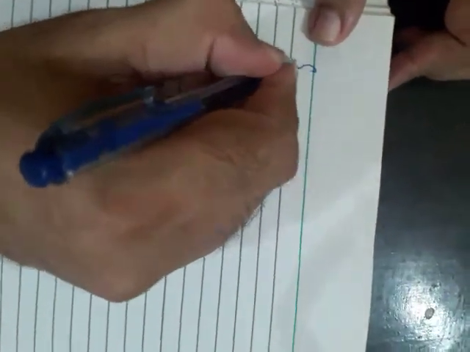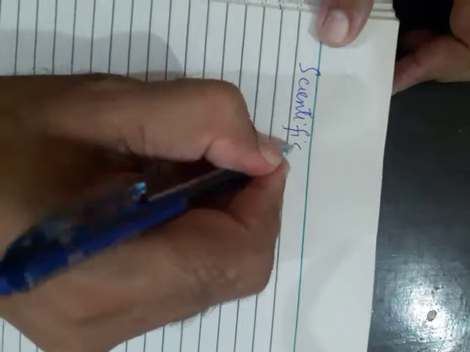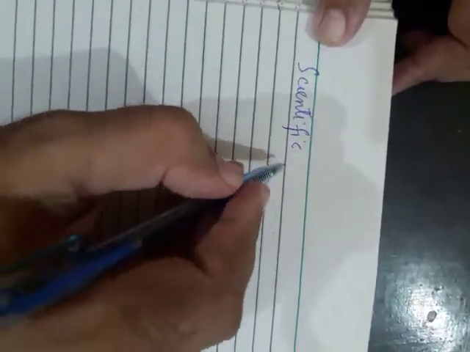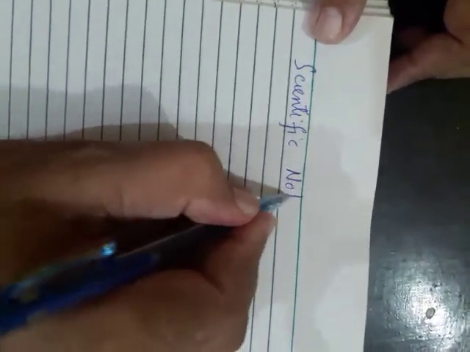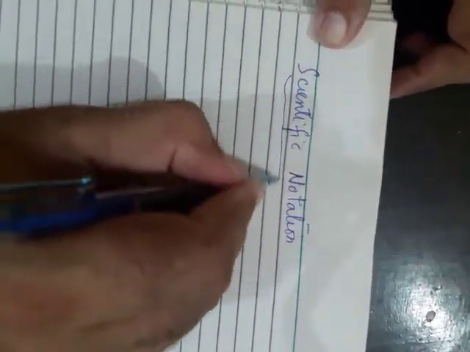Next topic is scientific notation. Actually, this chapter is related to the techniques and methods required to study physics. So our next topic is scientific notation.